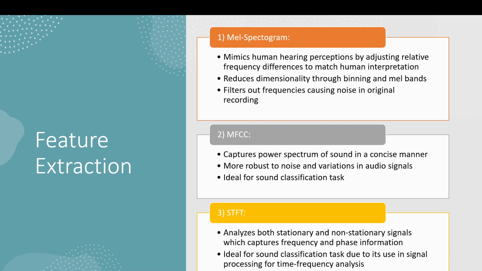The second feature extraction method we're using is the MFCC, which captures the power spectrum of sound in a concise manner. It is also more robust to noise and variations in audio signals. This makes it amazing for a sound classification task such as the one we're trying to implement. The third one we're using is the STFT, which analyzes both stationary and non-stationary signals and captures frequency and phase information. This makes it very effective for a sound classification task such as the one we are doing, due to its use in signal processing for time-frequency analysis.